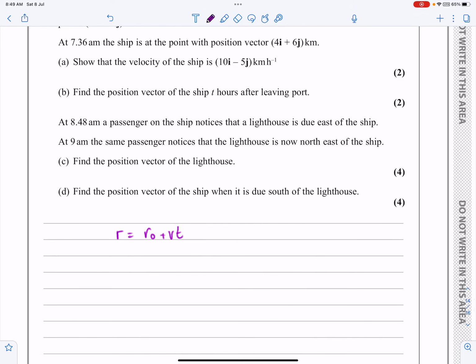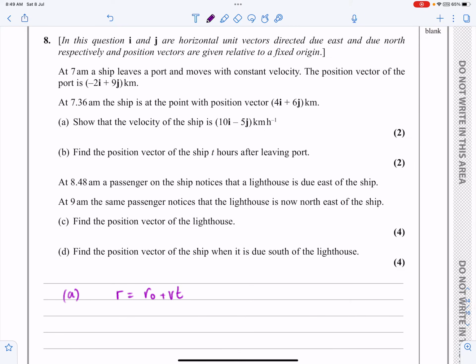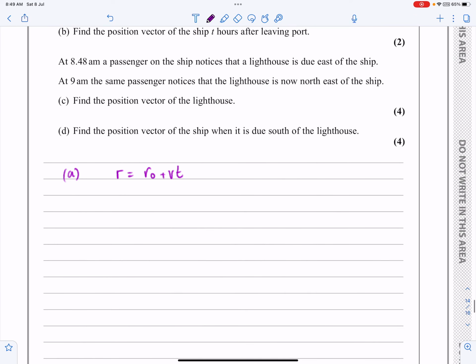So for part A, I'm going to say r equals r0 plus vt, and then it's just a matter of substituting in here. I've got that 4i plus 6j is equal to minus 2i plus 9j plus v lots of 36. In fact, I'm going to write 36 over 60 here, but in my next line, I'm going to call it 0.6. You can just do 0.6 straight away.